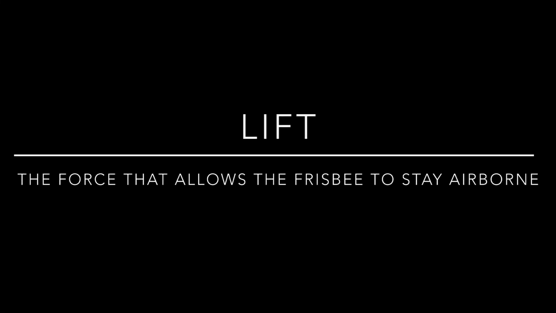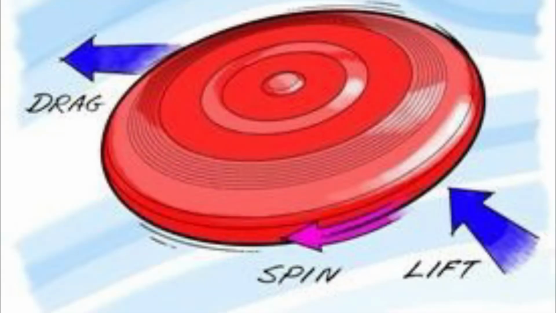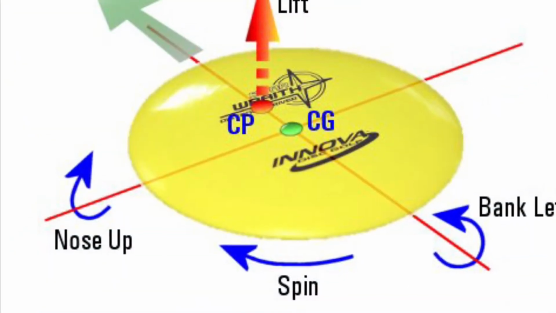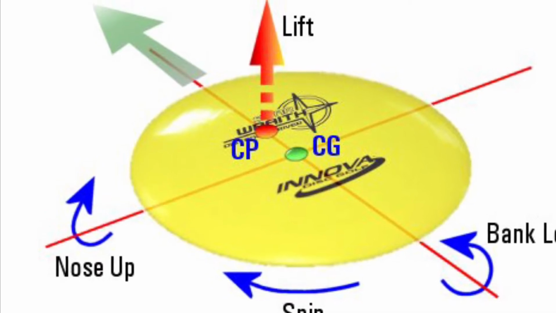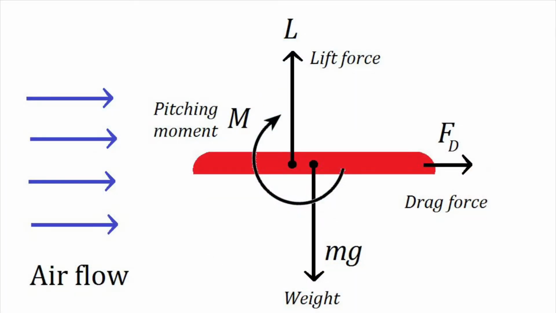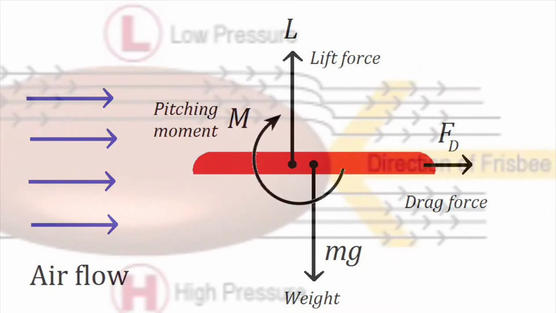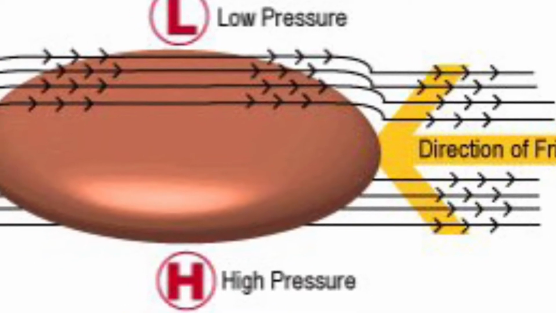Lift is the force that allows the Frisbee to stay airborne. When the Frisbee is in flight, lift counteracts the force of gravity for a little while, so the Frisbee doesn't immediately fall to the ground. The Frisbee itself creates this lift force as it flies through the air. Because of the Frisbee's curved shape, the airflow above it must travel at a higher velocity than that underneath, thereby creating low pressure above and high pressure below the disc. This pressure difference provides the lift.